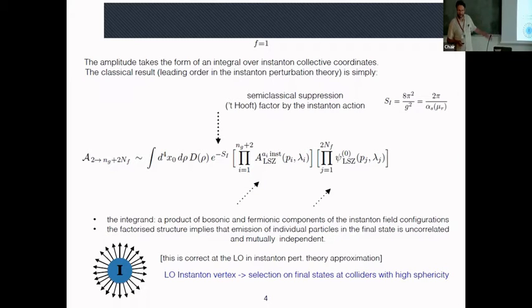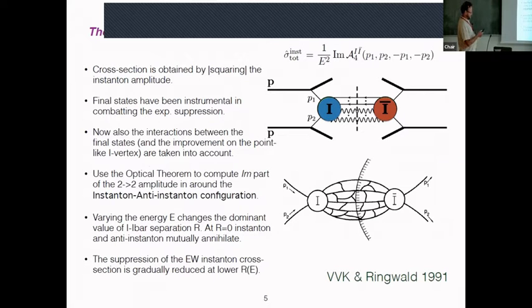Looking for chirality violation at colliders, that is very difficult. That's not a practical thing to do, as far as I know. Good. So the actual approach we are going to take.